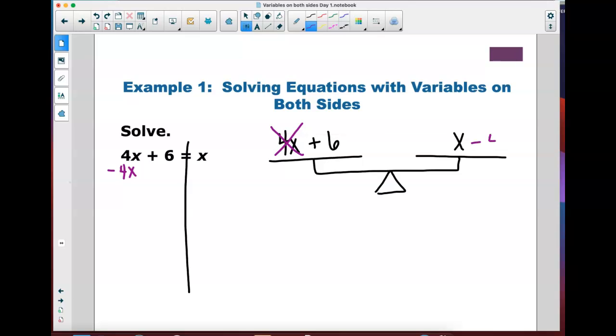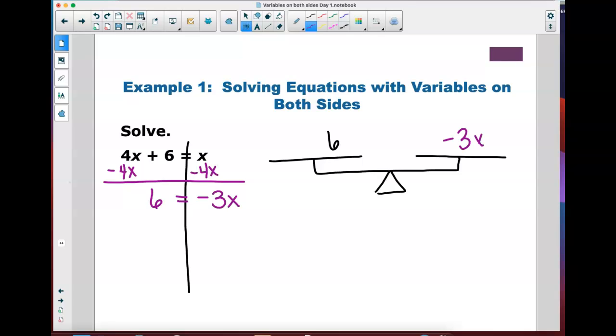I have to subtract 4x's over here also, so I have to put a minus 4x. Everybody agree? What is x minus 4x, or this is 1x minus 4x? Exactly, negative 3x. Everybody agree with that? So on this side, I could just say this is negative 3x. And over here, now all I have is a 6. So I have 6 equals negative 3x.